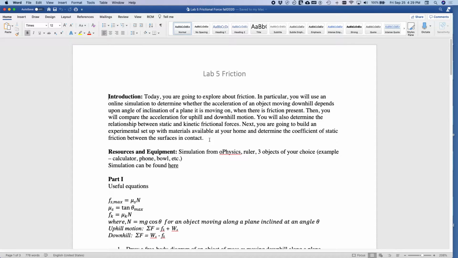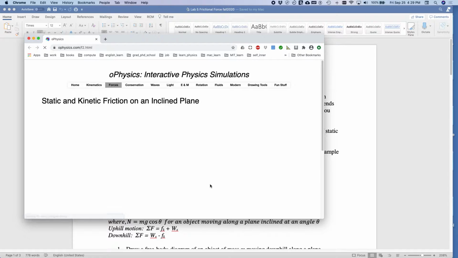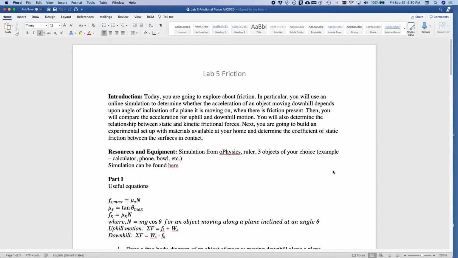Students are also going to calculate the coefficient of static friction between the surfaces in contact after building their own experimental setup. In terms of resources and equipment, here they are. A simulation from O physics. Students will need a ruler to measure the sides of the right angle triangle, and 3 different objects of their own choice. It could be a calculator, phone, ball, etc., whatever they have at home that's safe to slide. The simulation can be found here. We'll come back to that.